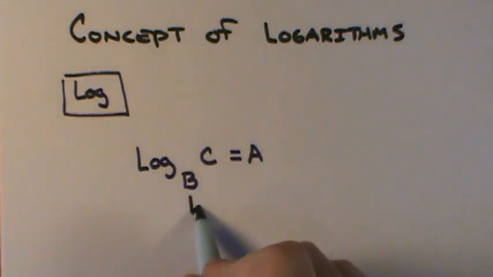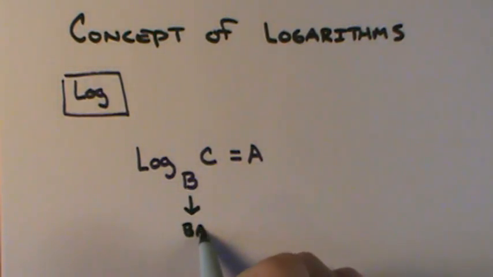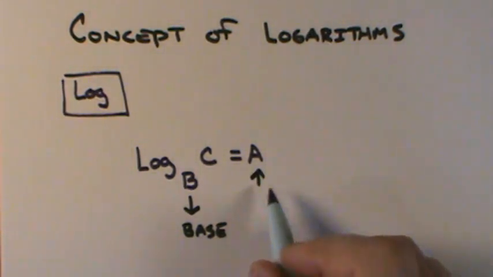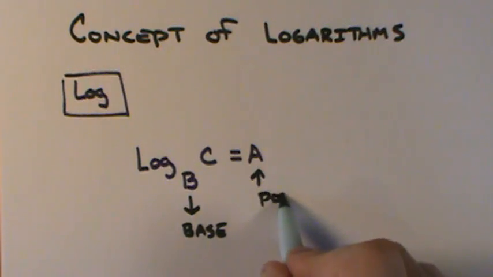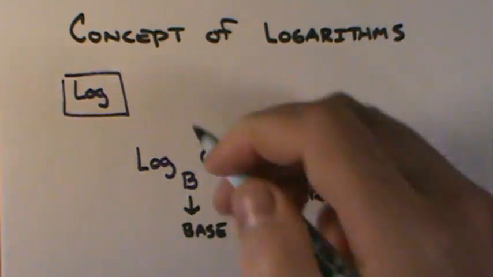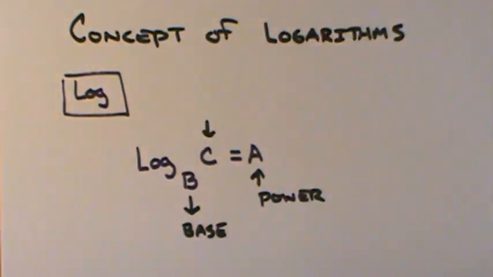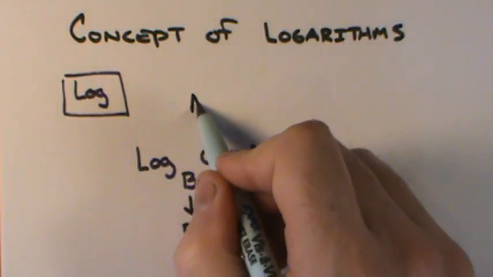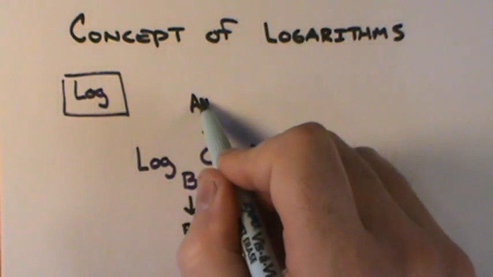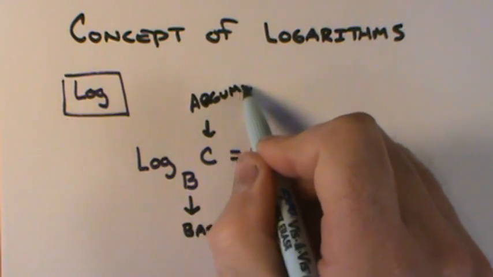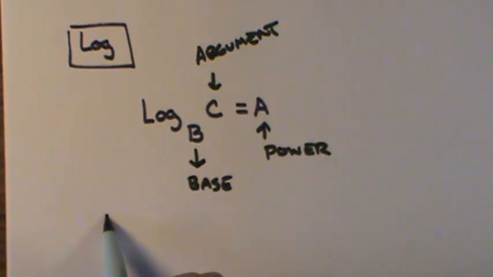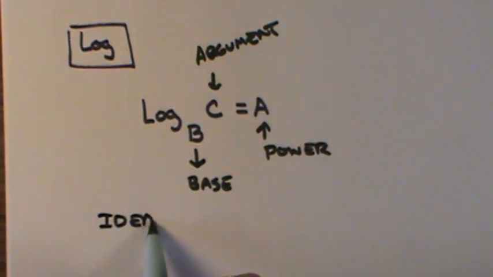The B is going to be your base. The A is going to be your power or your exponent. And C will be your end result. So it's kind of backwards. It's all over the place. This would be your, I call it the argument. If I could spell argument. And so really I'm just going to do a bunch of ideas here to show you how this is working.